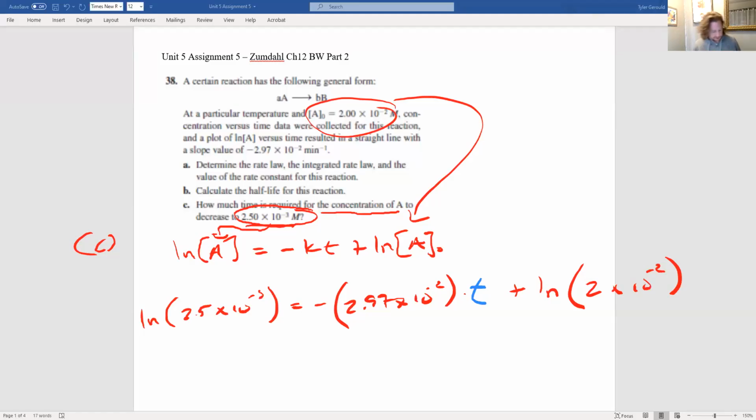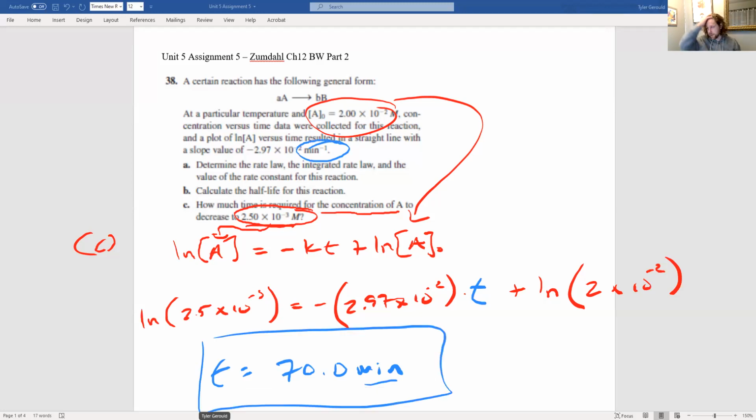I'm going to spoil the answer just so you can check your work, since this is an even numbered question. When you solve everything, you get 70.0 minutes. You want to take a look at the value for k. This is per minutes, so this answer has to be in minutes, not seconds. So just be a little careful. I know we do work with seconds a lot, but the units can vary widely.